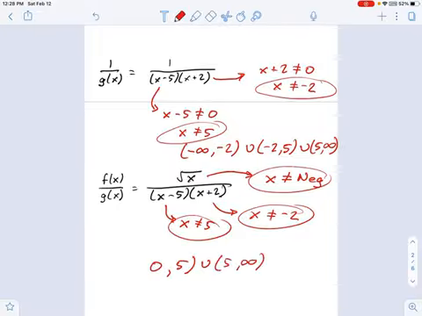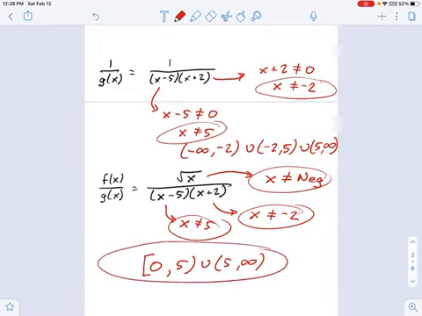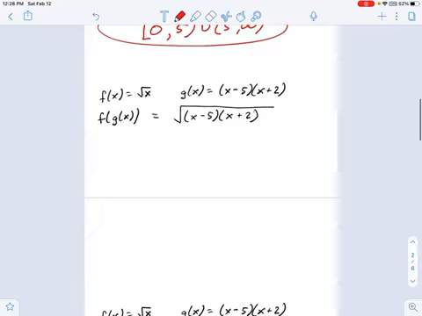Now 0 itself is okay, right? On the bottom of your equation, you'd have negative 5 times 2. That's no problem. On the top of your equation, you have square root of 0. That's also fine. So here's your domain restriction. Now we're getting into composite functions.